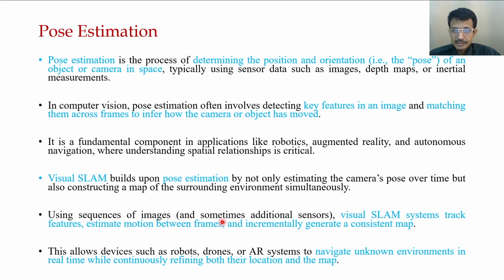Using the sequence of images and sometimes additional sensors, visual-SLAM systems track features, estimate motion between frames, and incrementally generate a consistent map. That is a part of it. This allows devices such as robots, drones, and AR (augmented reality) systems to navigate unknown environments in real time while continuously refining both their location and the map. So this is somewhat the pose estimation.